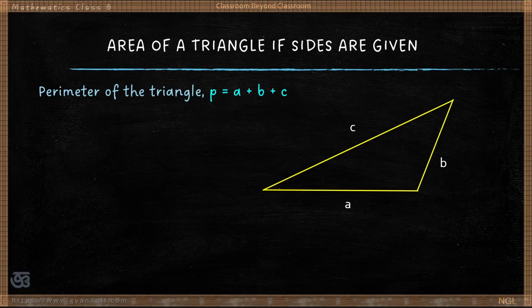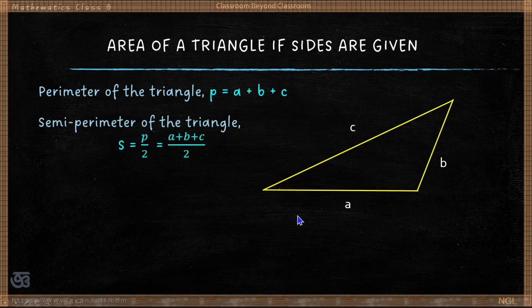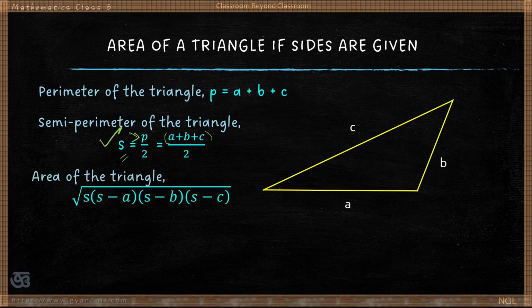Now half the perimeter is called the semi-perimeter of the triangle. So if we represent semi-perimeter by s, then s is equal to P divided by 2, and that is equal to half of a plus b plus c. The interesting formula for finding the area of a triangle with given sides a, b and c is equal to root over s multiplied by (s minus a) multiplied by (s minus b) multiplied by (s minus c).